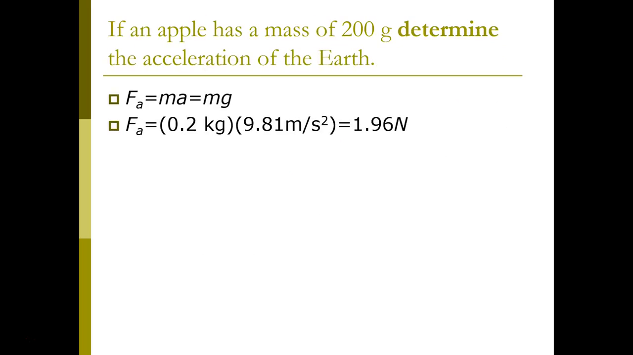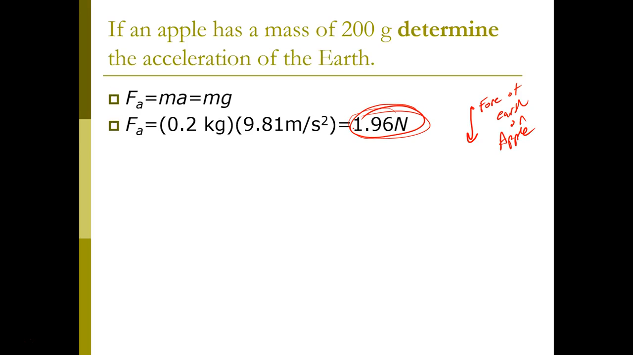Let's just work out some numbers. So let's just say we know that the force of gravity on the apple is equal to 1.96 newtons. That's pretty simple to do. We just have our 200-gram apple times 9.81 meters per second squared, and that's the force of the Earth on the apple. So the force of Earth on apple is equal to 1.96 newtons.